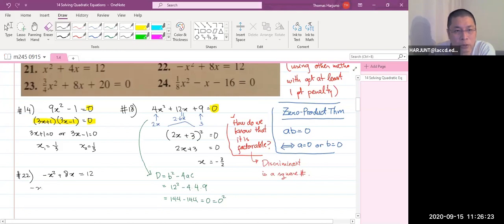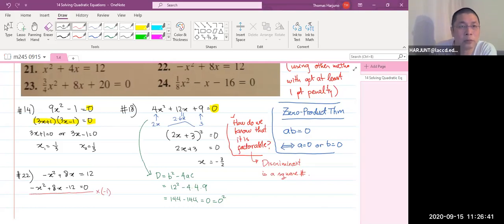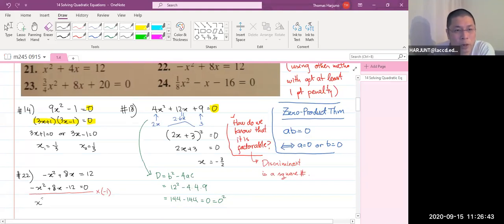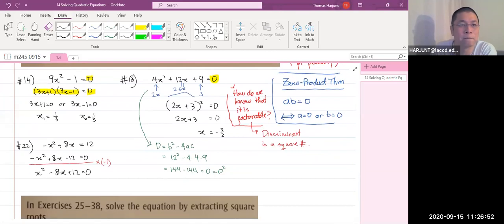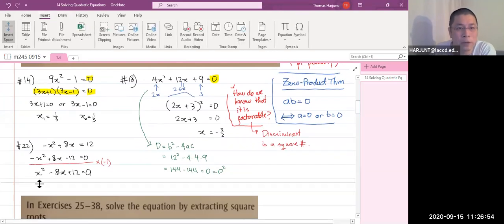Set one side equal to 0. And then I don't like this negative coefficient there, the negative leading coefficient. Let me multiply by -1. So I will get x squared minus 8x plus 12 equals 0. Then from there, I go on with the factoring. Can you finish it up?